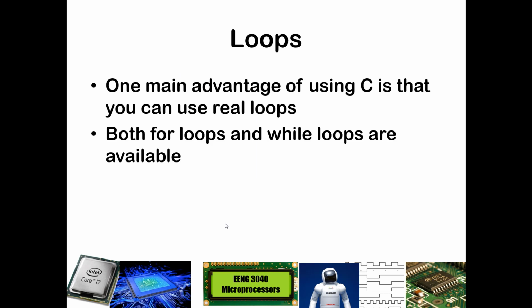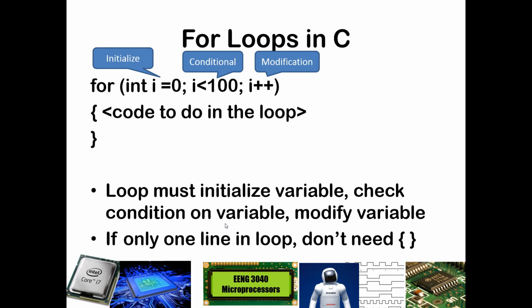Loops, we do have real for loops and while loops again. So that's a nice thing. Here is the basic syntax of your for loop. For, open parentheses, an initialization of a value, a conditional on that value, and a modification. So this says declare a variable I. It's going to start at 0. That's going to be our loop counter. So long as I is less than 100, every time we pass through the loop, we're going to increment I. So I plus plus is shorthand for I equals I plus 1.